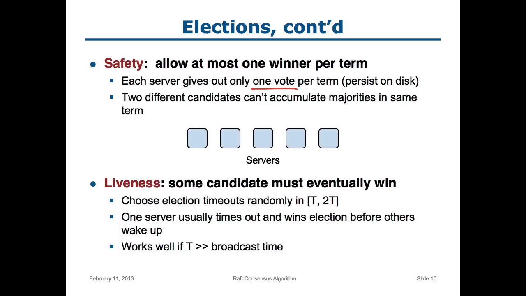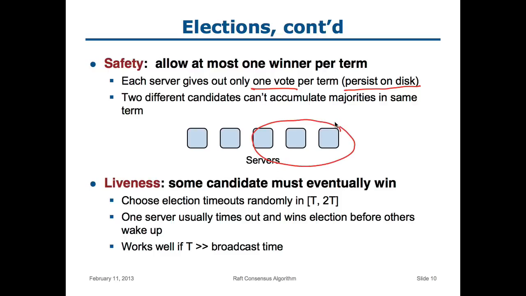In order to make this work, the server needs to make sure that it saves information about its vote on some durable medium like disk so it can recover that after a crash. Otherwise, we'd have a problem where a server might give out its vote, then crash and restart, and give its vote again to a different server for the same term. Given that a server is only giving out one vote, and given that each candidate has to get a majority of the votes, then it's easy to see that you can't have two candidates that win an election.